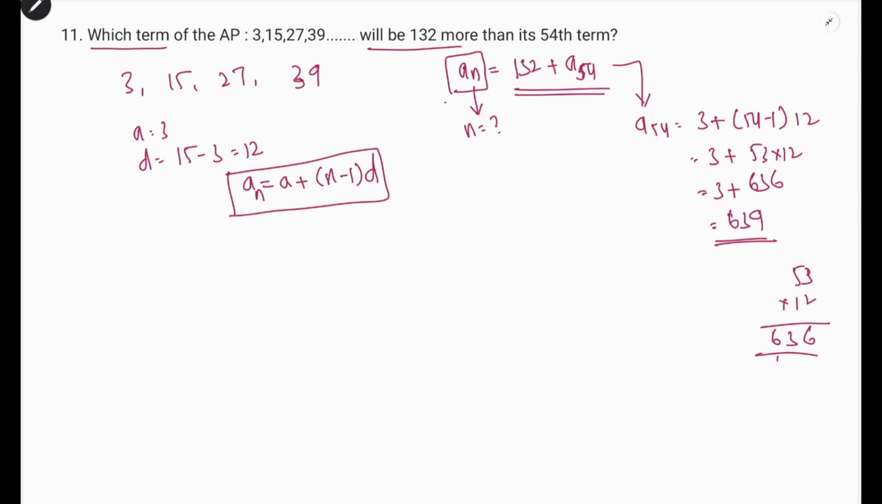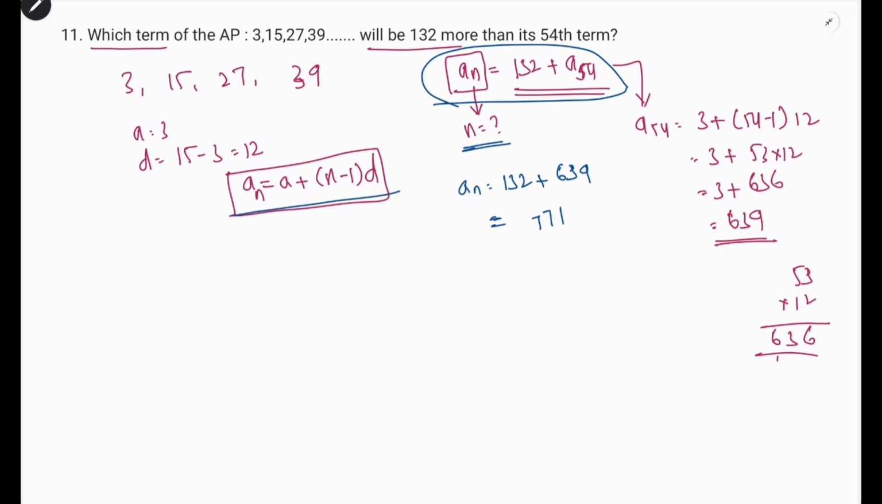So we will substitute the values in this one. In this one we will get an is equal to 132 plus 639. Okay, it is 771. We have to find the n value here.